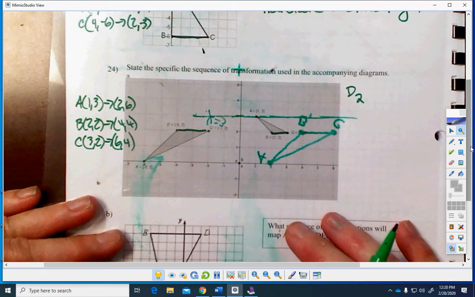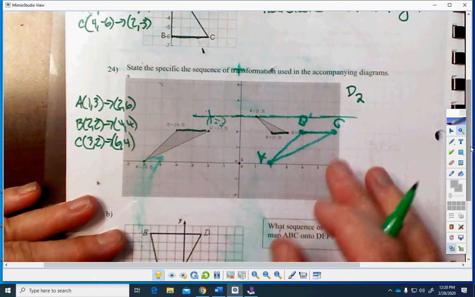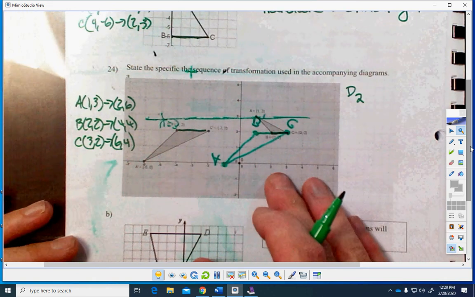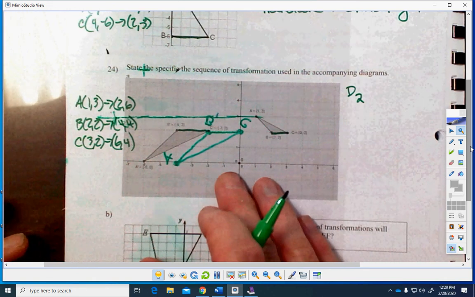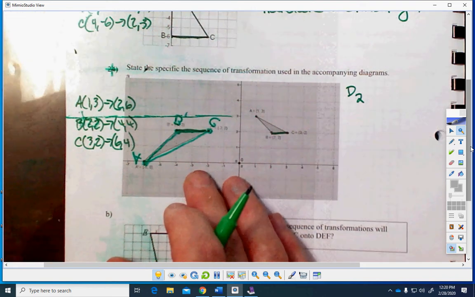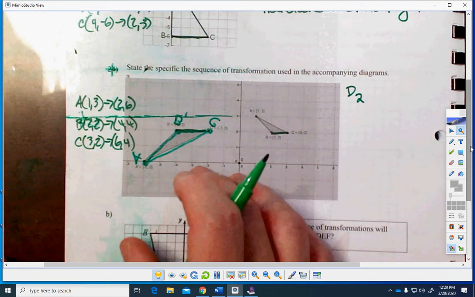I can see all I have to do now is translate. If I slide it to the left, 1, 2, 3, 4, 5, 6, 7, 8. So I reflected it and then translated it.